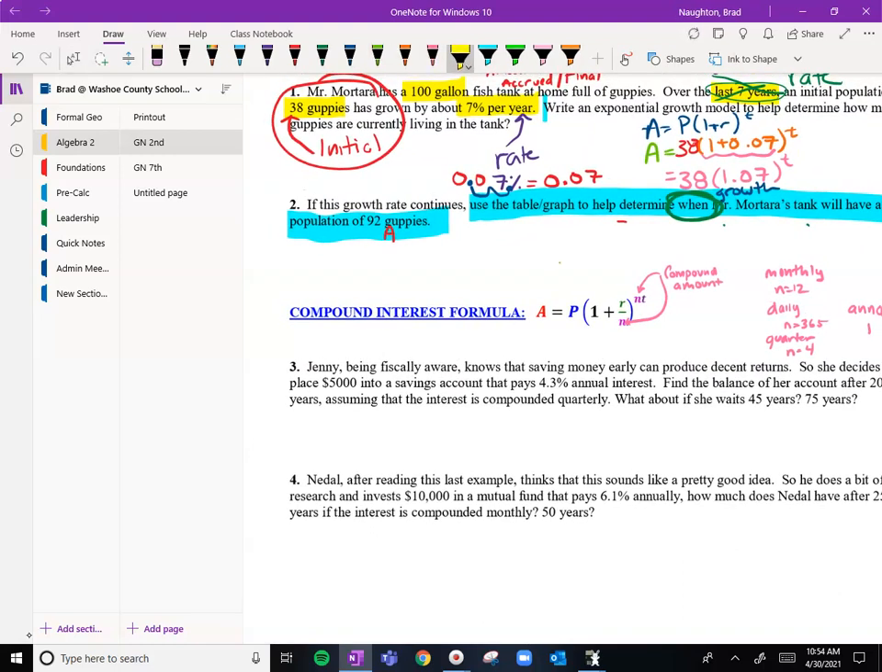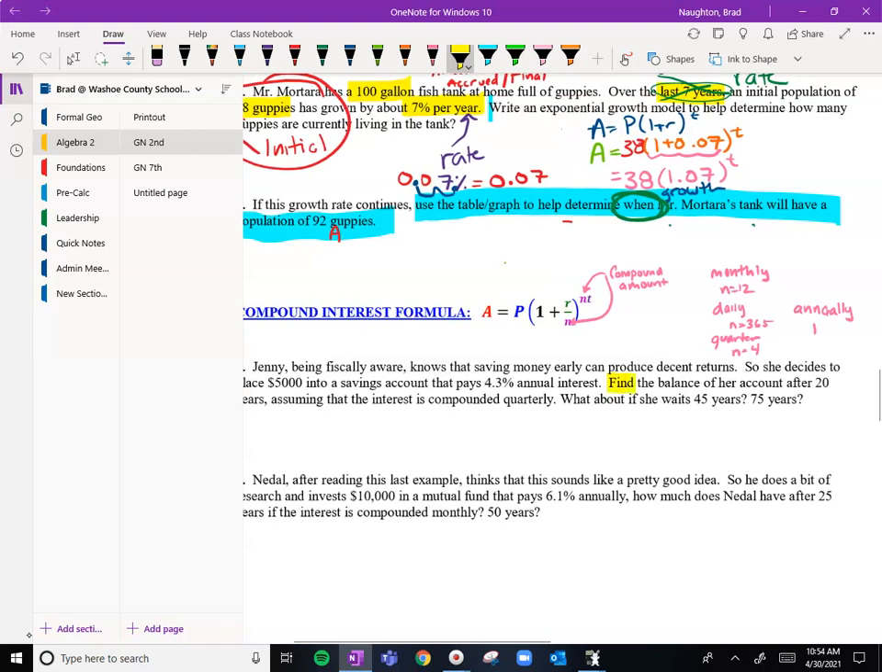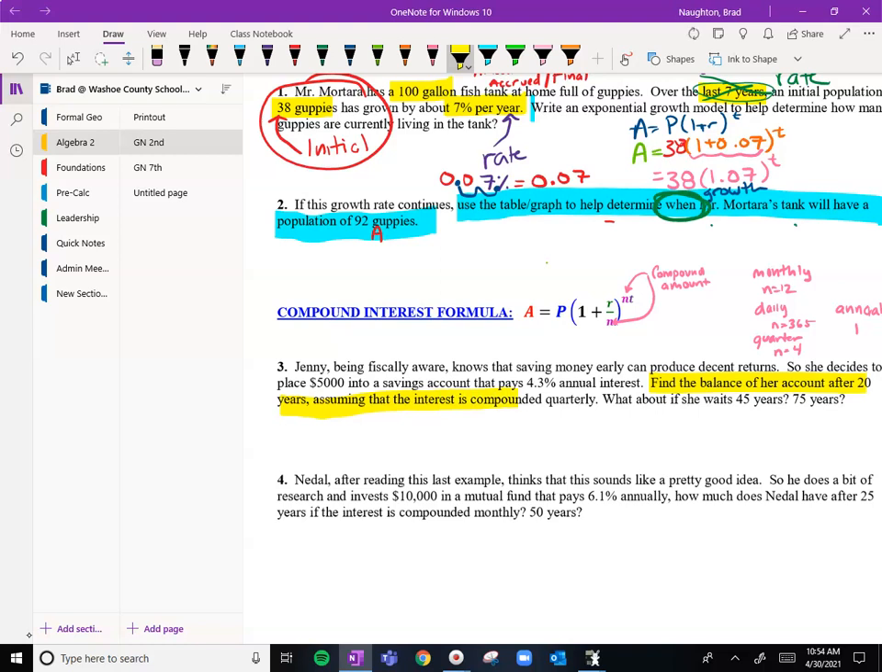So we're going to say, find the balance. So we're going to actually do the formula for 20 years, assuming that the interest is compounded quarterly. What about 45 and 75? So we actually have 3 problems here, but I'll show you how to do it on the calculator, where once you set it up, it's pretty easy. But the compounded quarterly right here tells us, hey, that's important. That means my n here is going to be 4. So that's important for our formula.